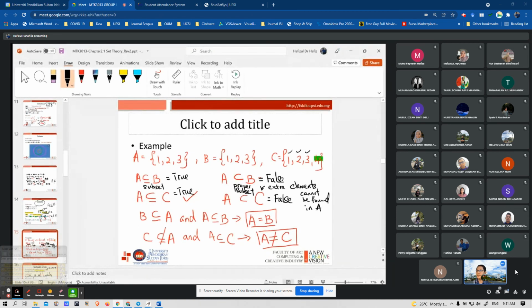Okay, and then we can say B subset of A and A subset of B, we can define as A equal to B. Also the same here. C is not a subset of A, and A is a subset of C. We can say that A is not the same as set C.